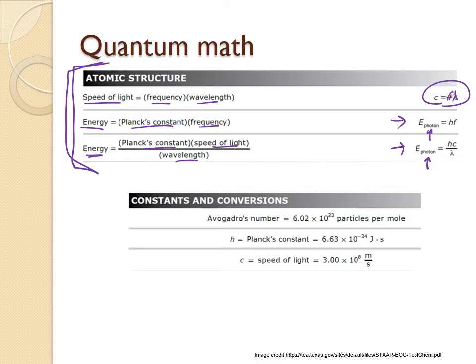So you may have noticed Planck's constant, speed of light. You're like, I don't know what those are equal to. That's okay. We have our list of constants and conversions. Planck's constant is right under Avogadro's number. Planck's constant is equal to 6.63 times 10 to the negative 34. That's really, really, really small. Joule times second. Joule is our unit of energy in the metric system. So Planck's constant, 6.63 times 10 to the minus 34 joule seconds. Speed of light is here, 3.00 times 10 to the 8 meters per second.